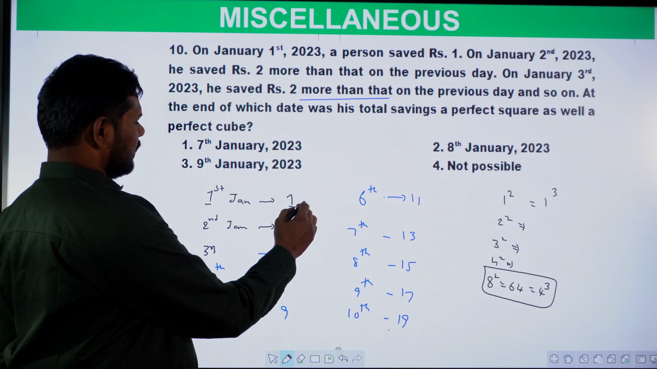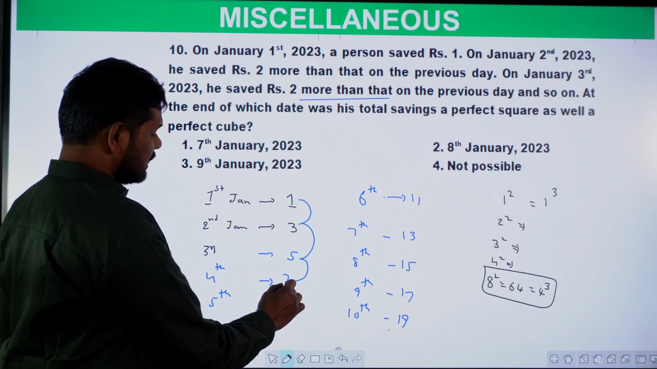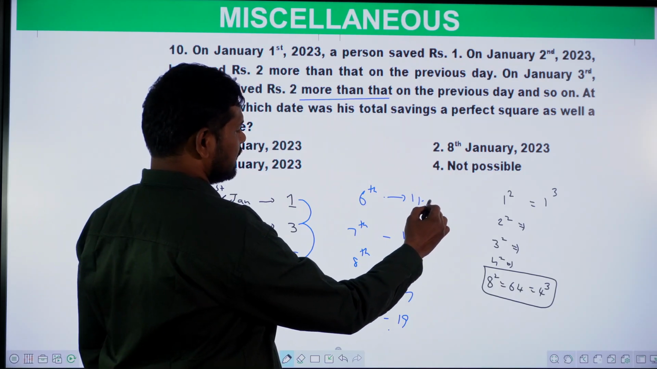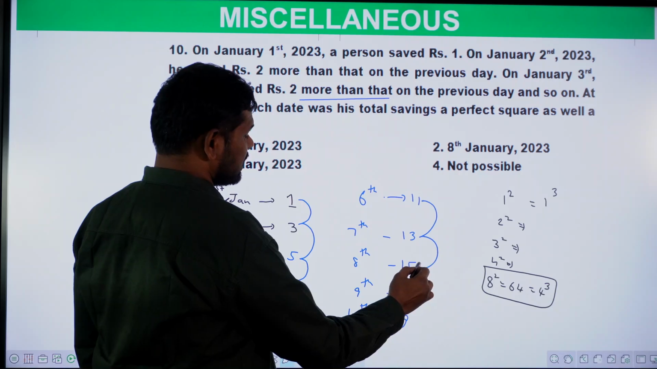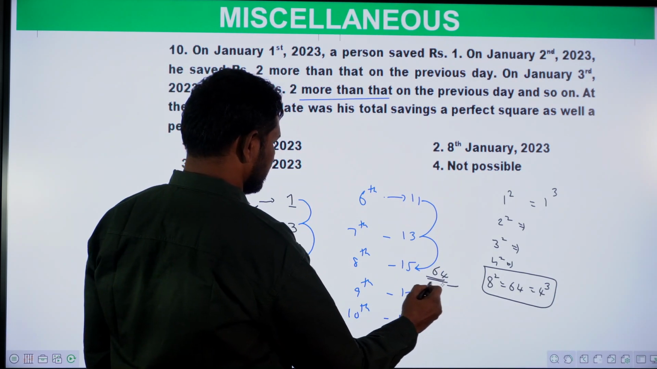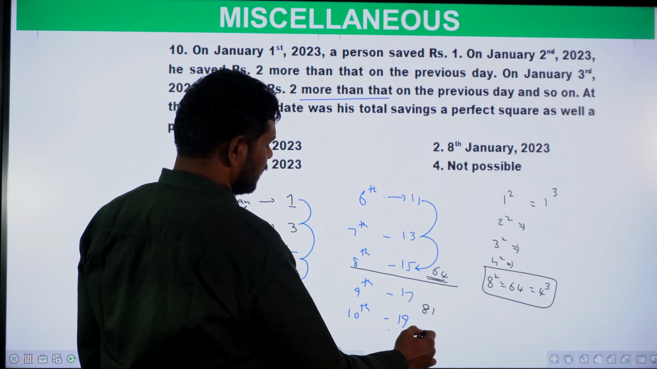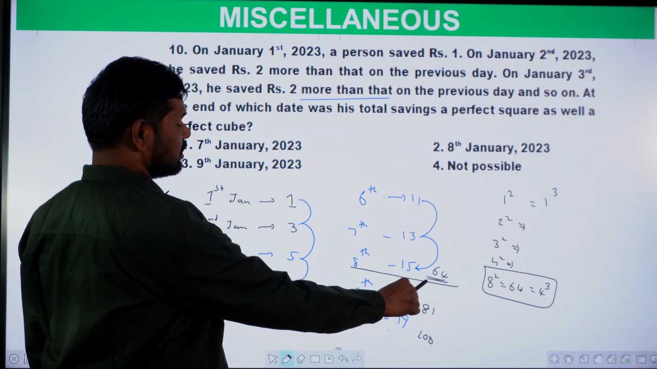Sum of all this: 1 plus 3 is 4, 4 plus 5 is 9, 9 plus 7 is 16, 16 plus 9 is 25, 25 plus 11 is 36, 36 plus 13 is 49, 49 plus 15 is 64 exactly. 64 plus 17 is 81. 81 plus 19 is 100. These two are not perfect cubes. So 64 is a perfect square and a perfect cube.